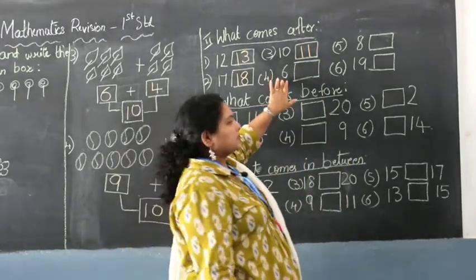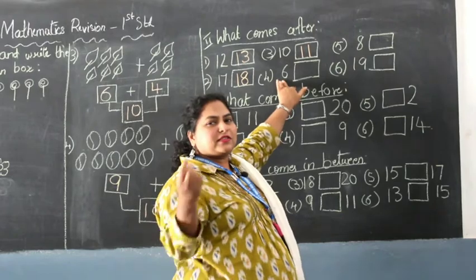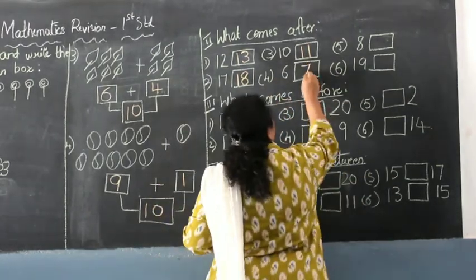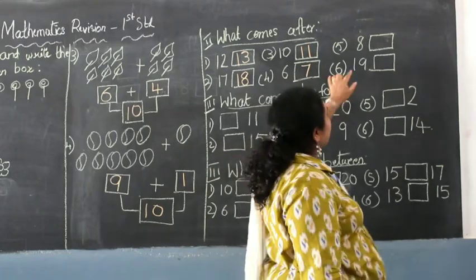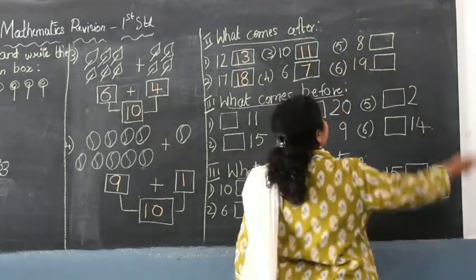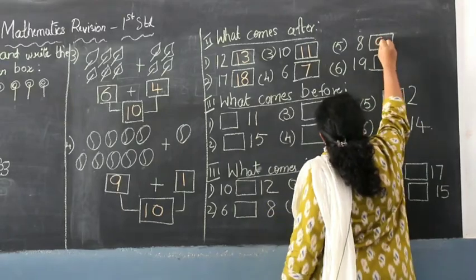And then what's this? 6. What comes after 6? Very easy, right? 7. Very good. And what comes after 8? After 8 is 9. 8 and 9.